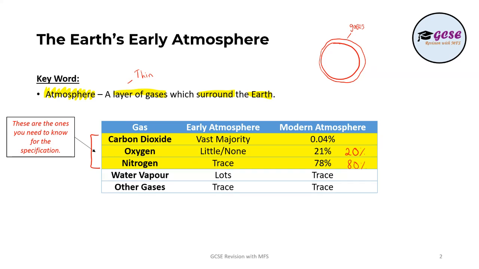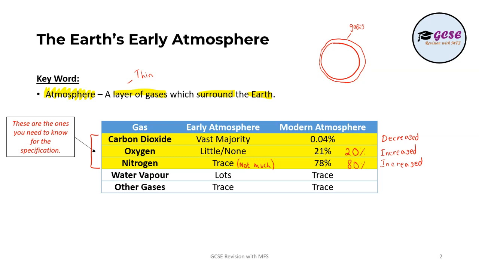So the carbon dioxide levels, we can see, decreased. We can see the oxygen levels increased, and trace means not much. And we can see that the nitrogen levels also increased, and there's a reason behind this, and you need to know the reasons.